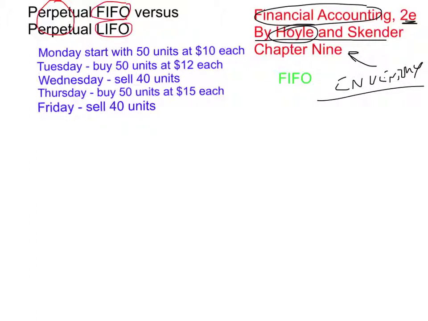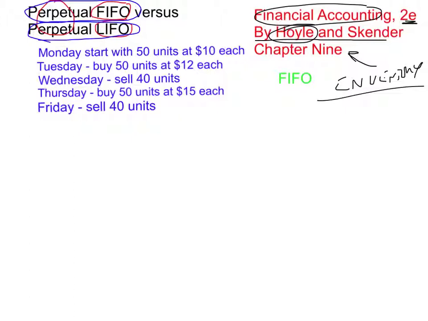In a FIFO system, which is first in, first out, we make an assumption. And that assumption is that the first inventory that you buy is the first inventory that you sold. In LIFO, last in, first out, we make the opposite assumption. The last goods that you buy are the first goods that you sold. So in this problem, we're going to have a perpetual FIFO system first, and then we're going to do a perpetual LIFO system to demonstrate the difference between these two inventory systems.